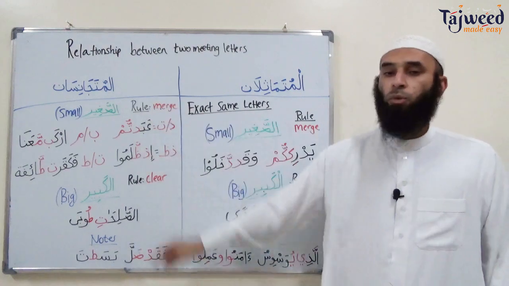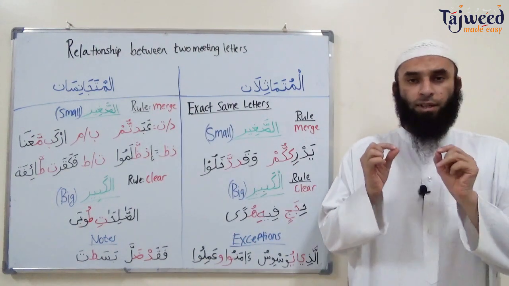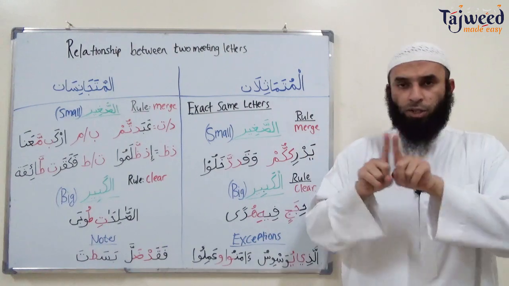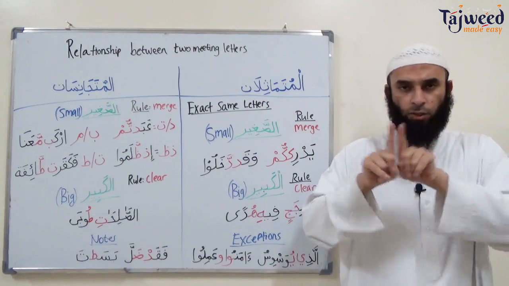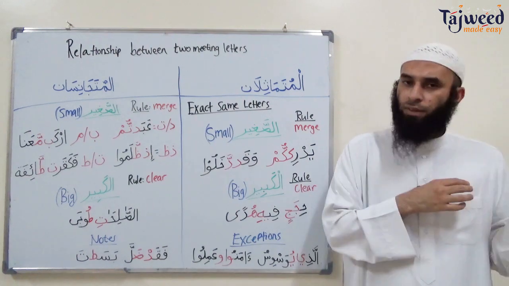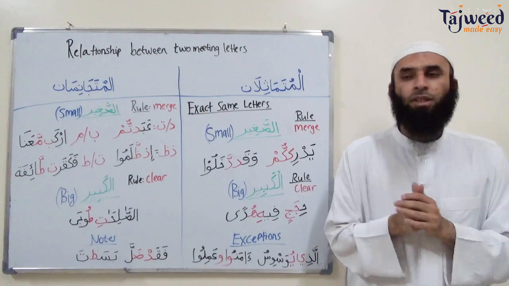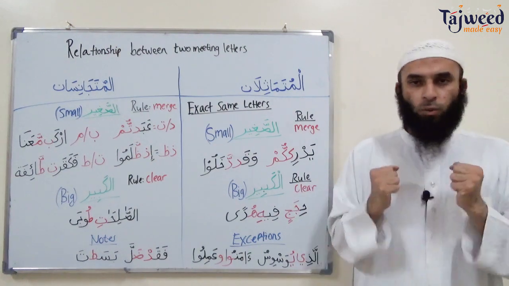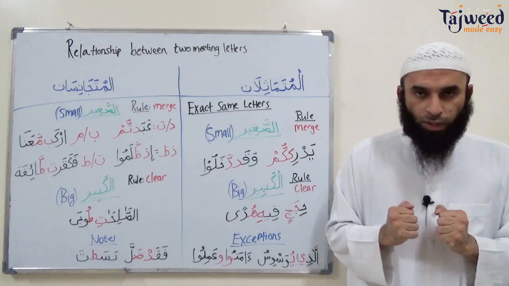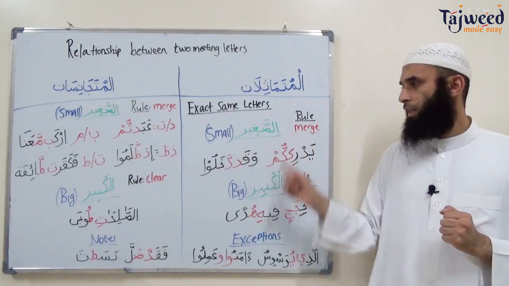Now let's go to al-mutajanisan. Al-mutajanisan means two letters next to each other which come from the same makhraj point, as we covered in makharij al-huruf, but share different sifat, different characteristics. So what's the ruling on this? What are the two categories first? We have as-saghir and al-kabir, same as the previous one.